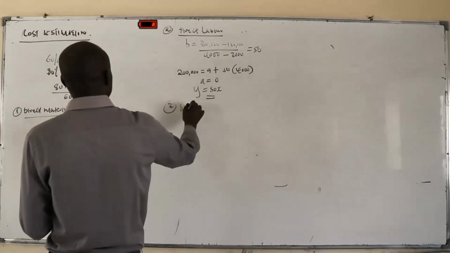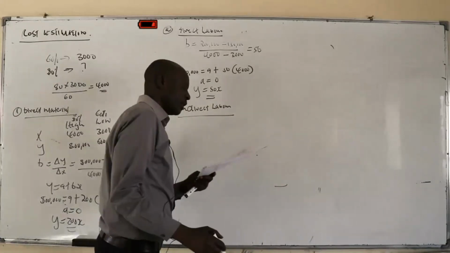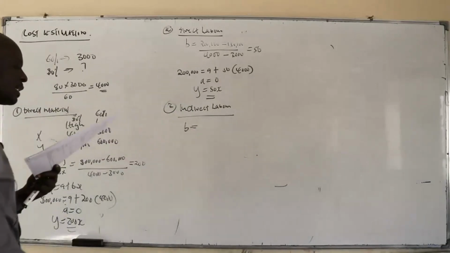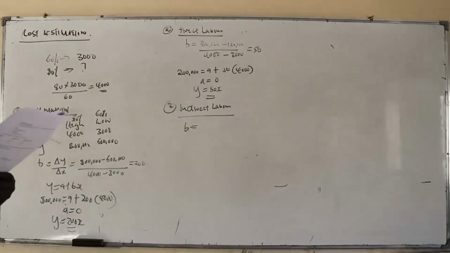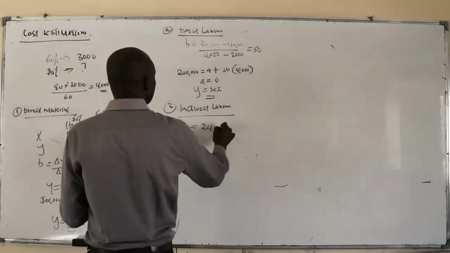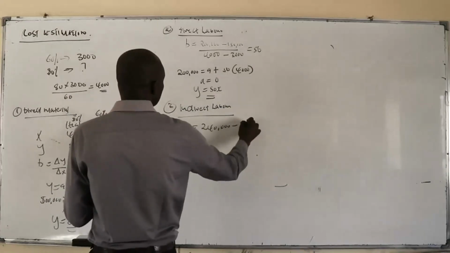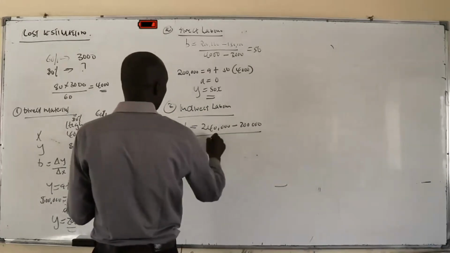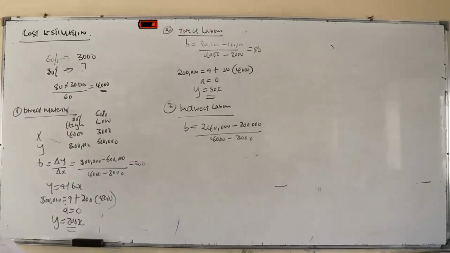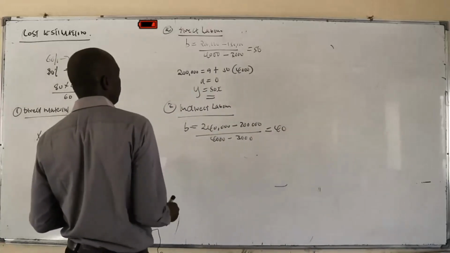We go to the next item, which is indirect labor. For indirect labor, we get the value of B. We take the highest cost, the highest Y, which is 240,000, minus the lowest cost, over 4,000 minus 3,000. So what do you get? You get 40.